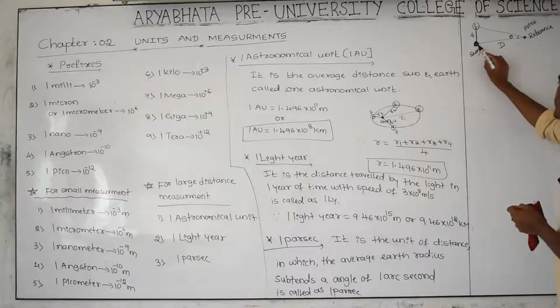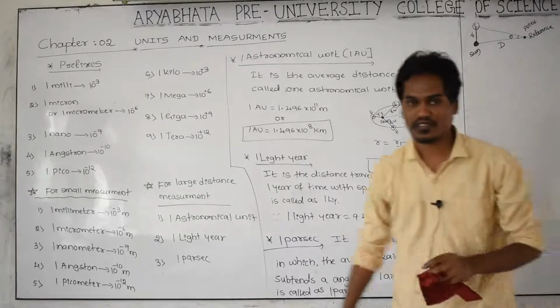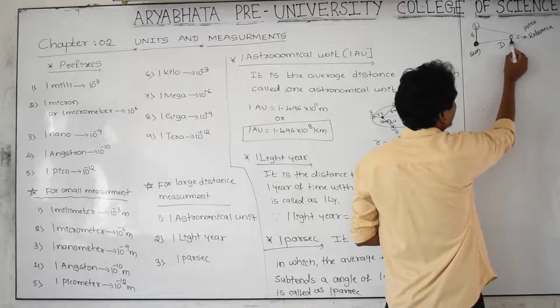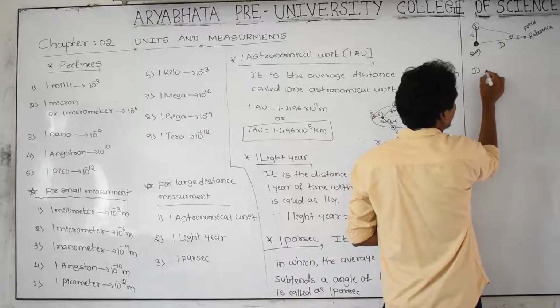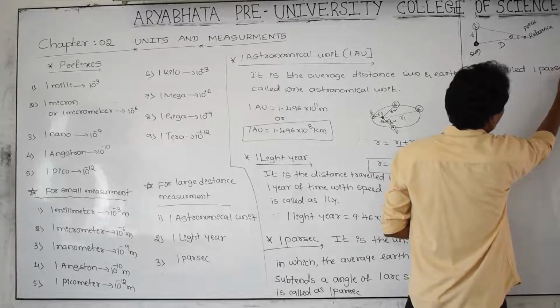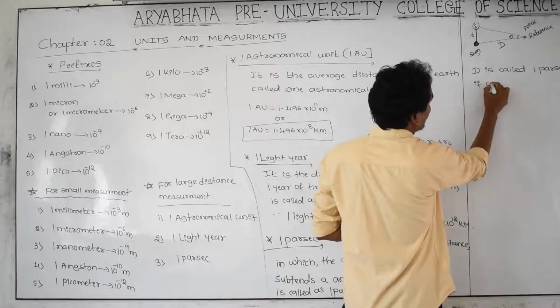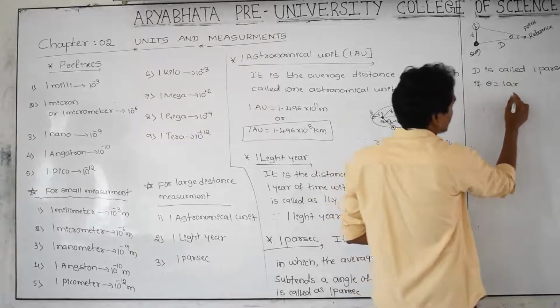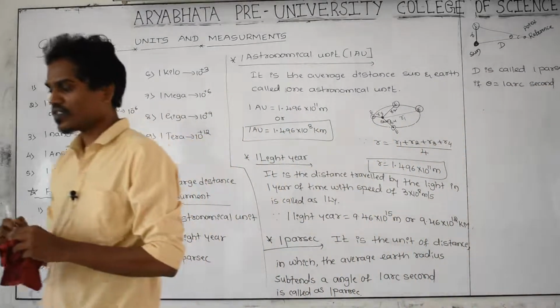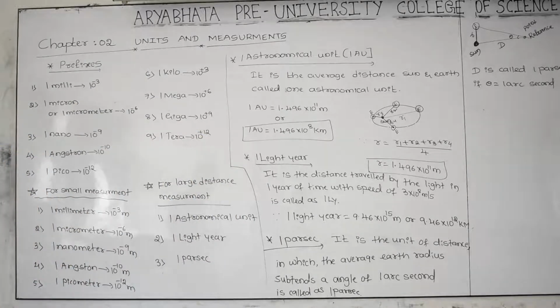This distance we are going to call 1 parsec. 1 parsec means the distance D between the sun and this reference point is called 1 parsec when theta is equal to 1 arc second.